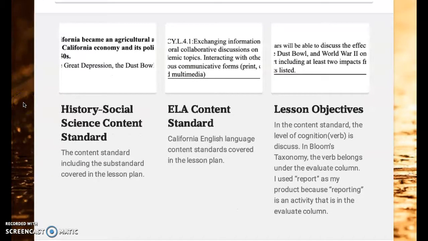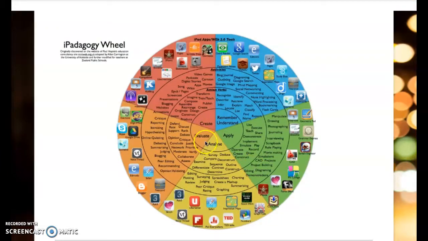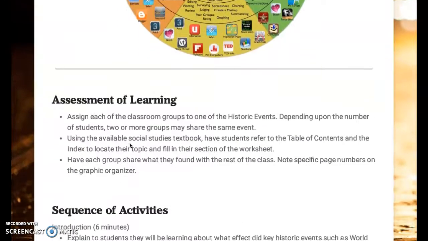I included the standards and the learning objective that would be used with the lesson plan so the teacher knows exactly what's going to be covered within this lesson plan and what the students should know after. Clicking on these images, you can see exactly the lesson plan or the content standard for history, social science content standard, and the ELA content standard and my learning objective. I have the pedagogy wheel down here to show exactly how I got the product for my learning objective. So it goes from evaluate to discuss, and then reporting is how I got to reporting in my learning objective.